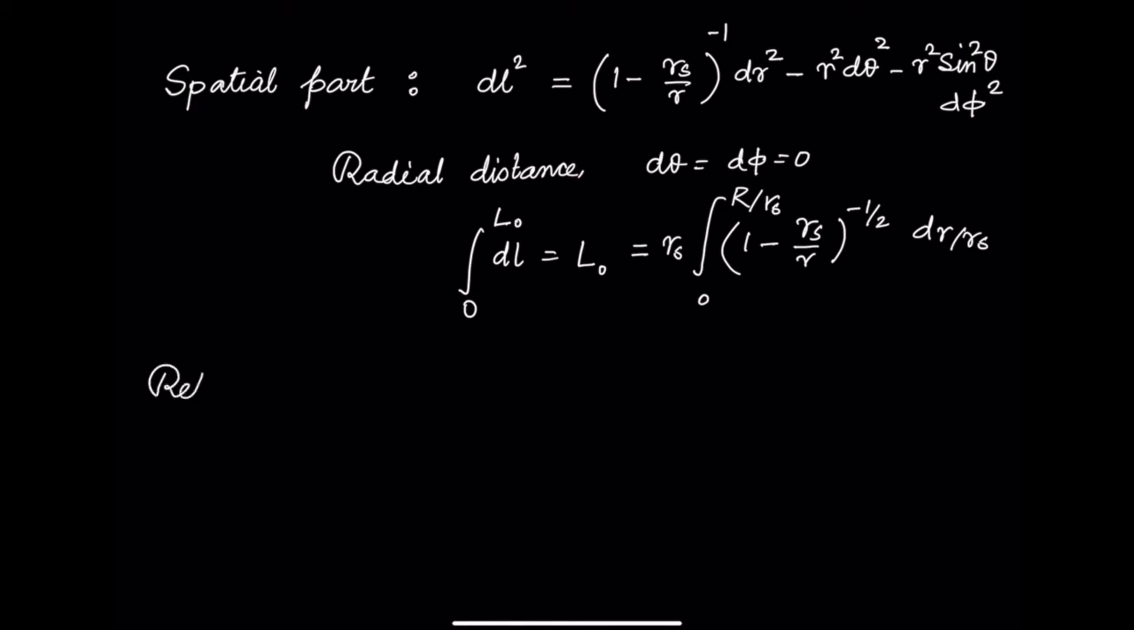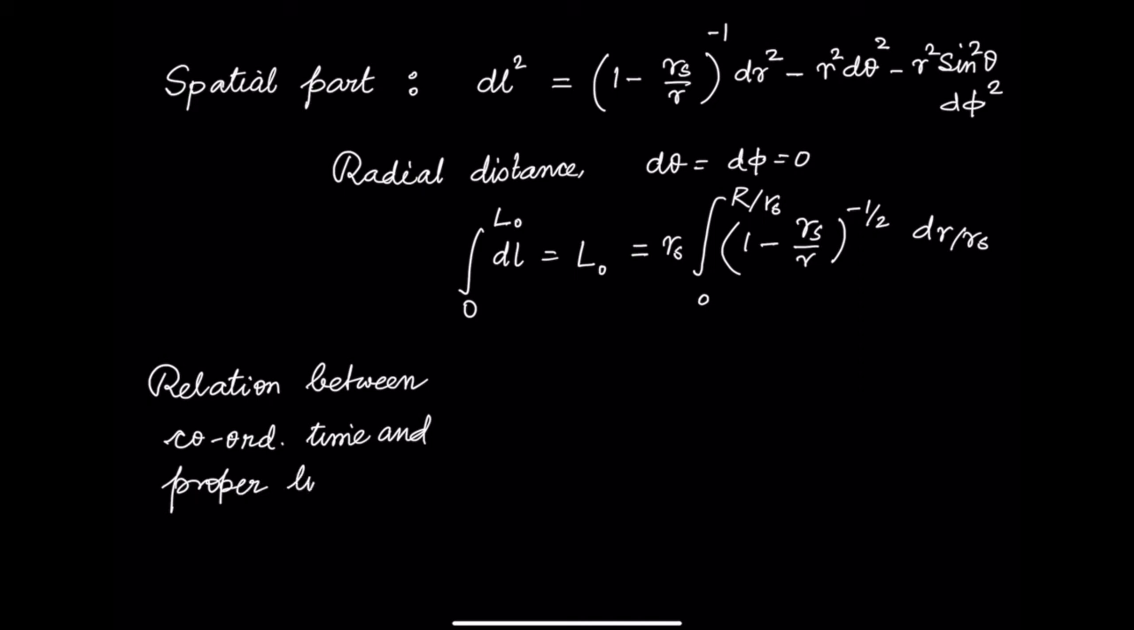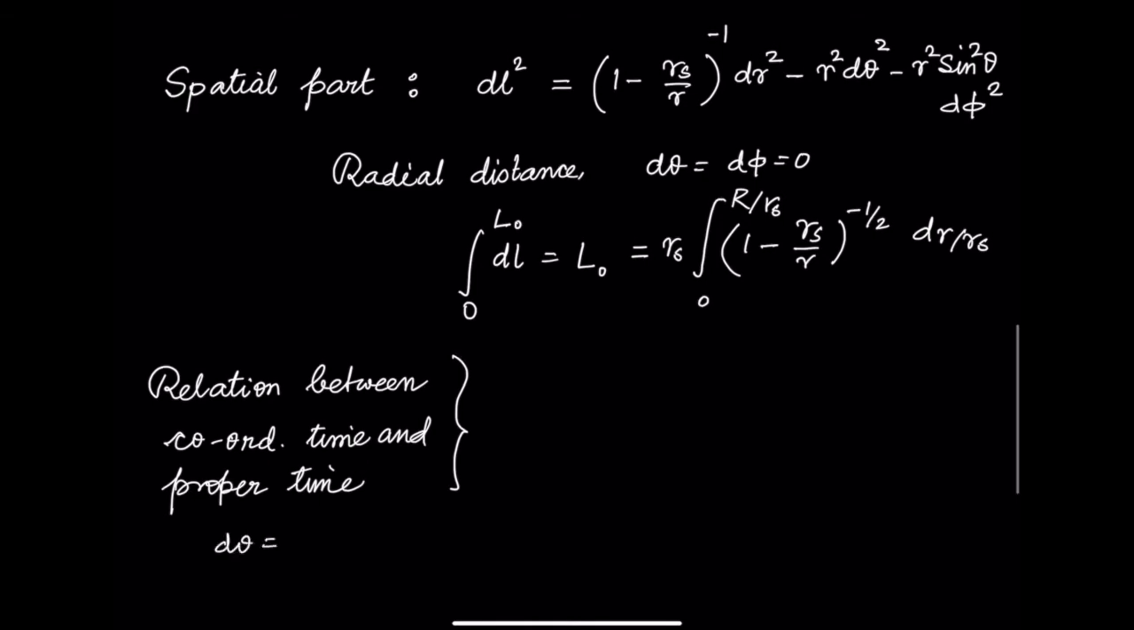Let's look at the relation between the coordinate time, which is the dt here, and proper time. Well, I consider that the movements d theta and d phi are 0. Let's consider that. That will just make our life easier to work with.